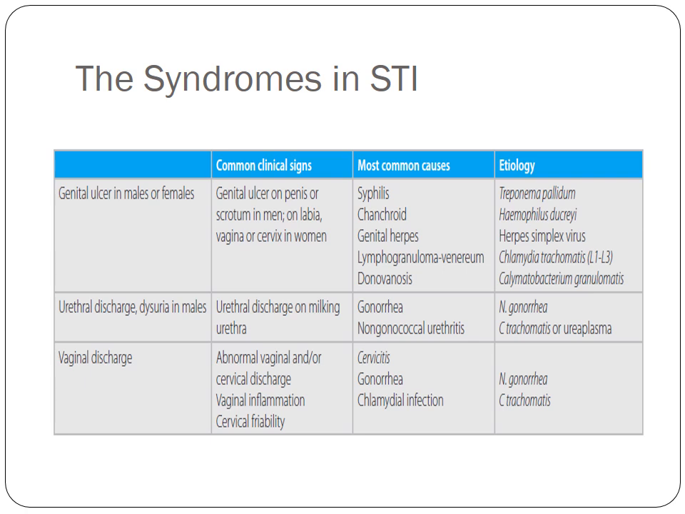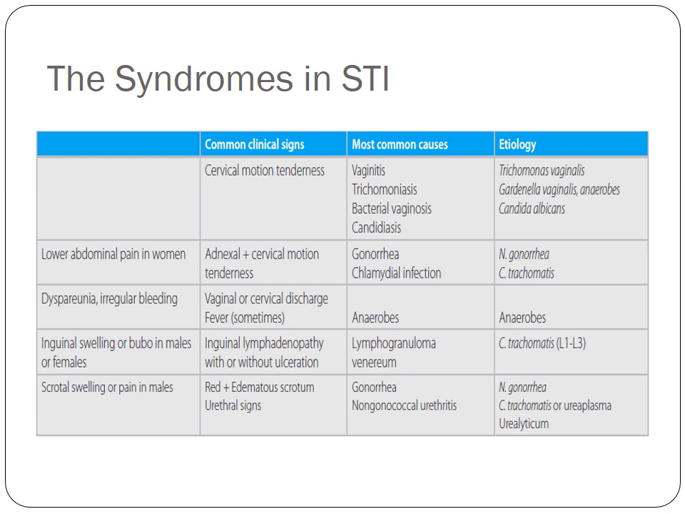A syndrome can be in the form of vaginal discharge, that is the symptom. Clinical signs we can observe are abnormal vaginal and or cervical discharge, vaginal inflammation, and cervical friability. The most common causes can be cervicitis, gonorrhea, and chlamydial infections, and the etiological agents can be N. gonorrhoeae and C. trachomatis. The symptoms can also present as lower abdominal pain in women, and the most common causes can be gonorrhea or chlamydial infections, with the etiological agents being N. gonorrhoeae or C. trachomatis.